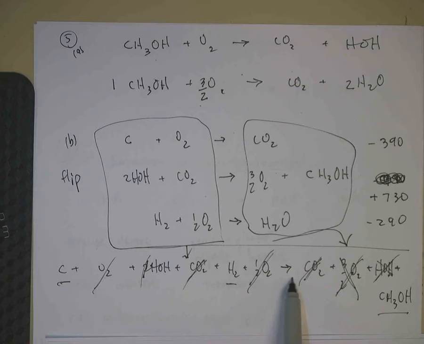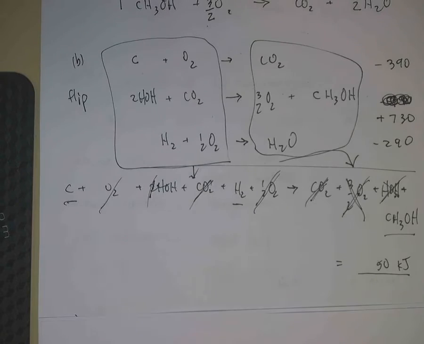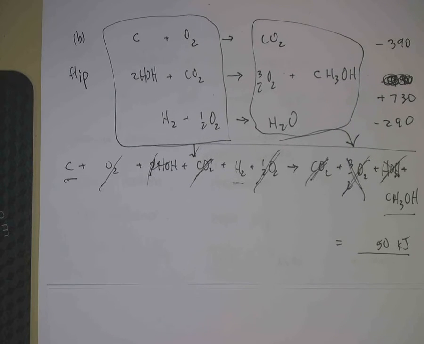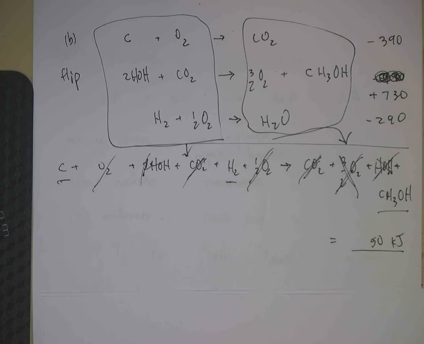Since I added them together to get this overall reaction, I simply add the enthalpies right here, and I end up with 50 kilojoules as my overall enthalpy for that reaction. This is called a Hess's Law problem.